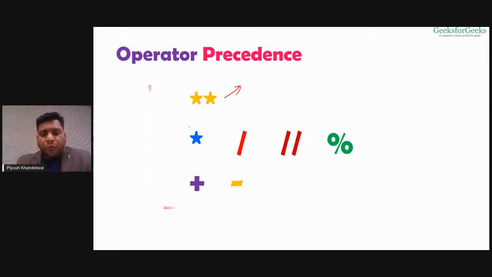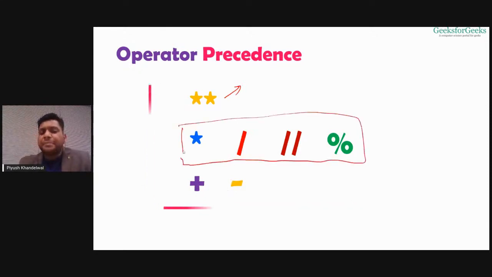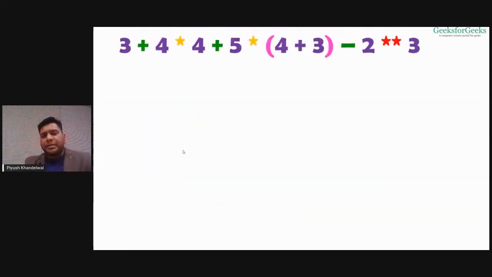Now the question is, what will happen when I have operators with the same precedence in my statement? I'll explain with the help of an example. Suppose I have this example: 3 plus 4 into 4 plus 5 into (4 plus 3) minus 2 to the power 3. This is an expression; how will the computer evaluate it? I'm telling you this using operator precedence.